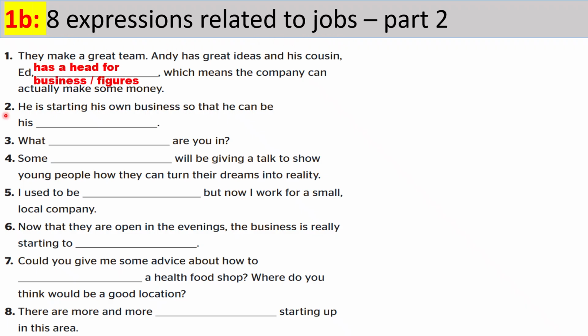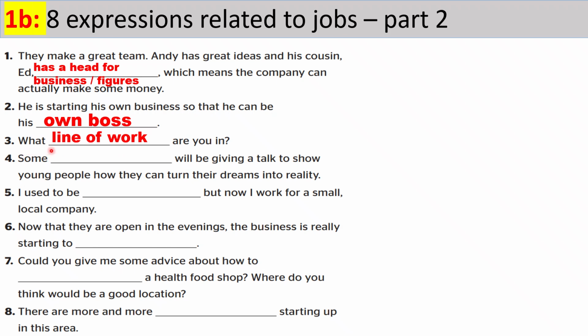So the first expression we said is to have a head for business or to have a head for figures, which means to be able to deal with numbers or business, to be smart in mathematics or counting, etc. The next expression is I want to be my own boss. It means I don't want to be under the supervision of anyone. I want to have my own business.